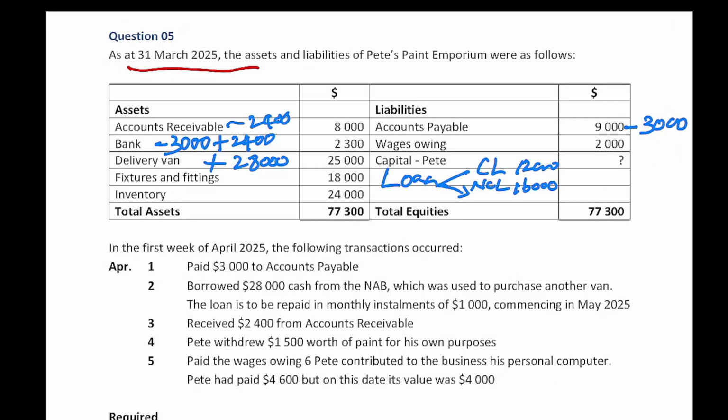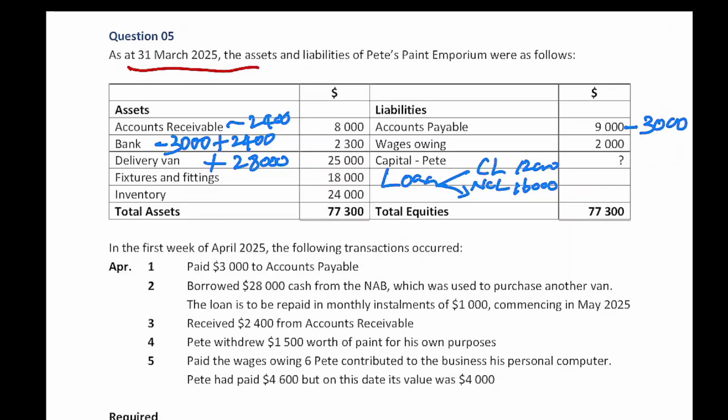Next one, fourth. Pete withdrew 1,500 worth of paint. Then what is it? He withdrew drawings. What is the other item affected? Paint. What happens to the paint? We can't see a paint item here. Then what is it? So asset.